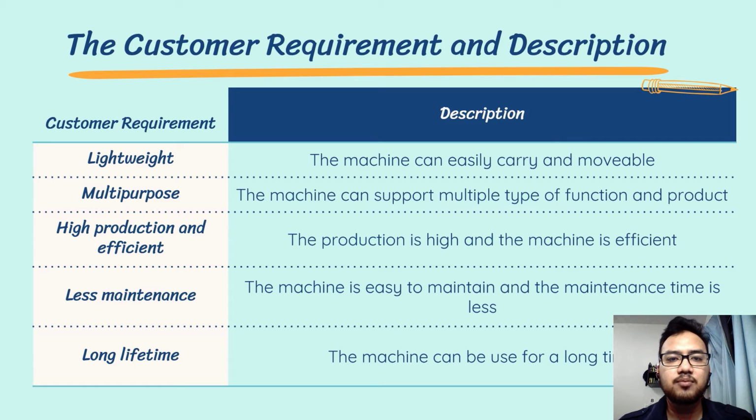Next is high production and efficiency: the production output of the machine is high and the machine is very efficient. Next, for less maintenance, the machine is easy to maintain and requires less maintenance time. Next, for long lifetime, the machine could withstand use for a very long time.